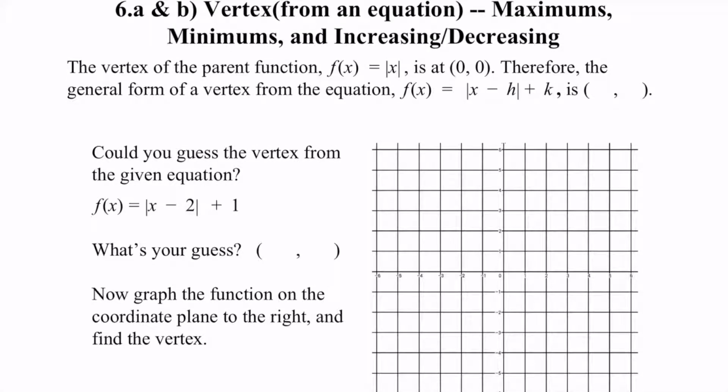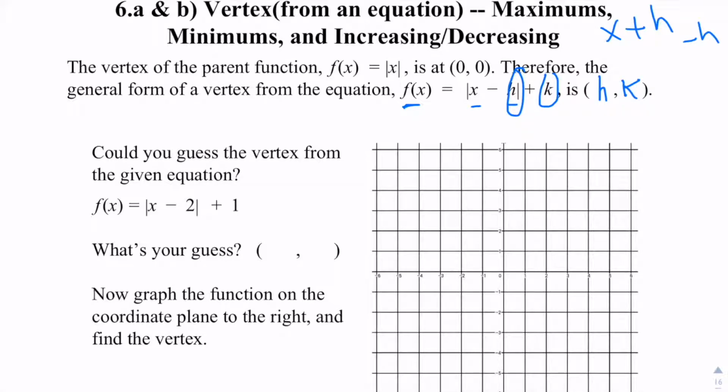The vertex of a parent function, f of x equals the absolute value of x, is at 0, 0. What this tells us is in the general form of the equation, f of x equals the absolute value of x minus h plus k, that h and k are values of our vertex. And k is the y value, and if it's positive, it's positive, and if it's negative, it's negative. And h is a little weird because if it's negative, it's actually a positive. So in this situation, when it's x minus h, that's a positive h. And if it was x plus h, it's negative.